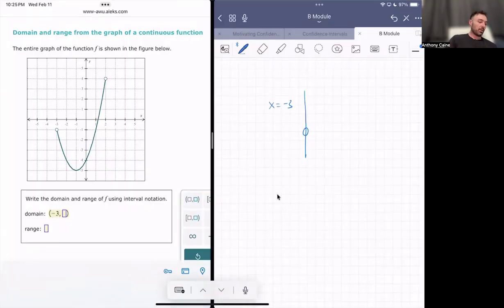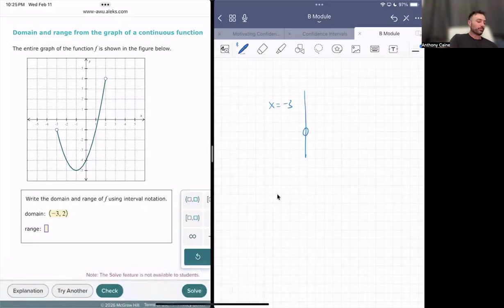I go from -3 up to, and I have an open circle at 2. That whole range on the x-axis, anywhere I draw a line, I'll hit my function. And so that's my, I said range on the x-axis, and then of course range refers to the y-axis. Hopefully you know what I mean. That interval on the x-axis is my domain.